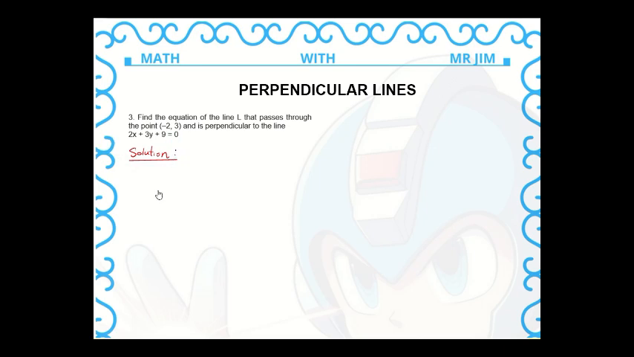Okay, first the problem says find the equation of the line L that passes through the point -2 and 3 and is perpendicular to the line 2x plus 3y plus 9 equals 0. Entonces nos pide encontrar la ecuación de la recta que es perpendicular a la recta que vamos a denominar L1 y además que pasa por el punto menos 2,3. Bueno, vamos a hacer una representación gráfica, a graphic representation, and this is more or less like this.